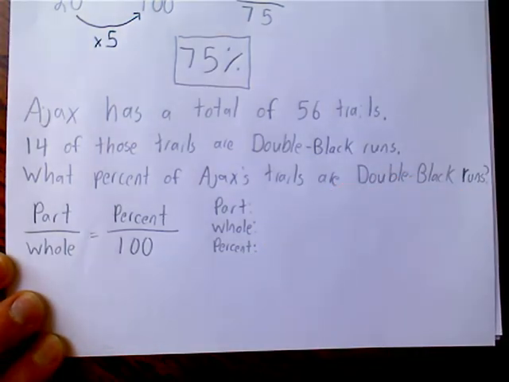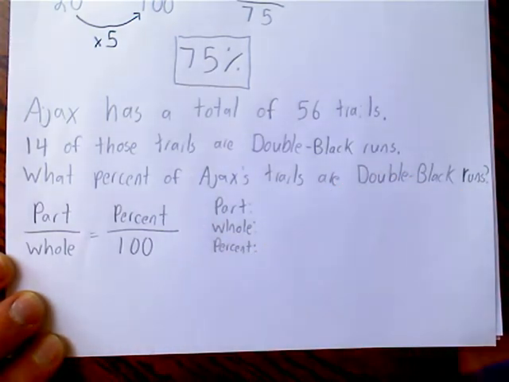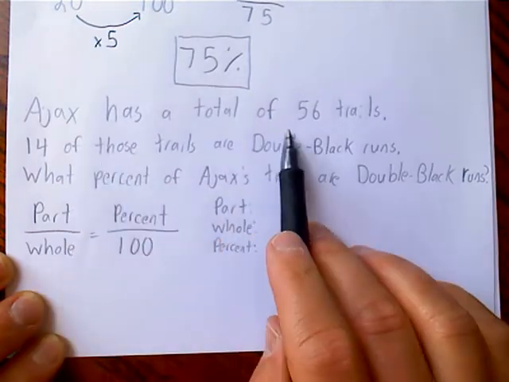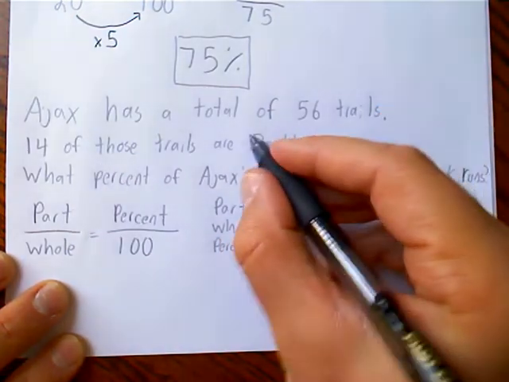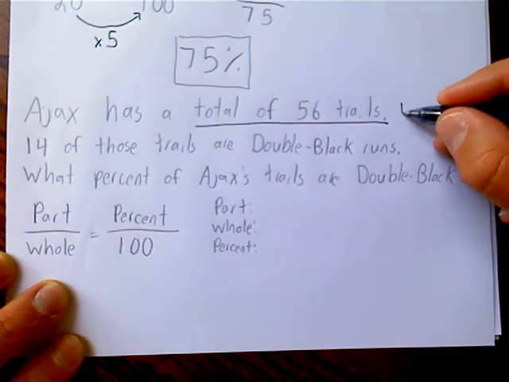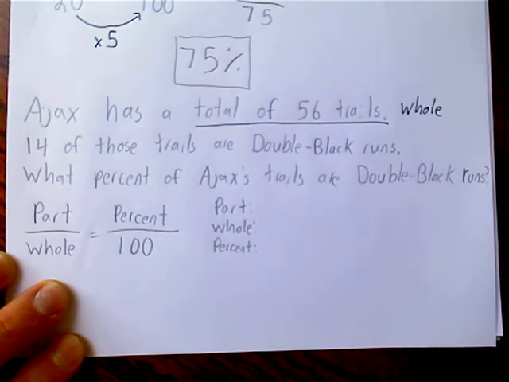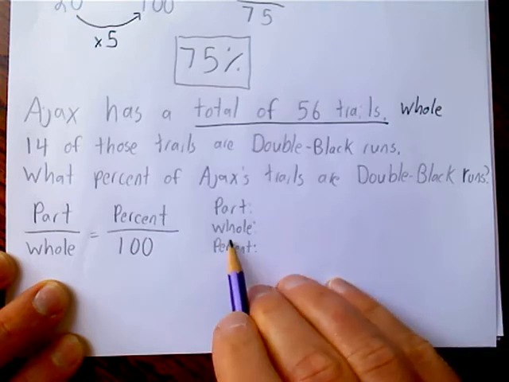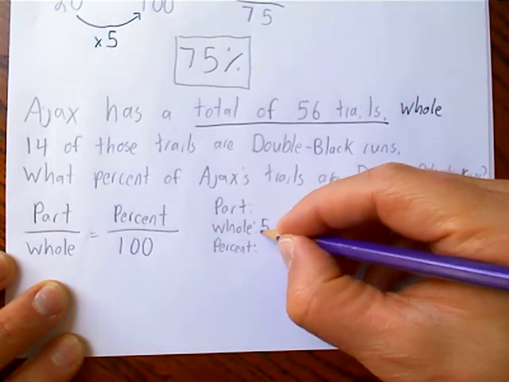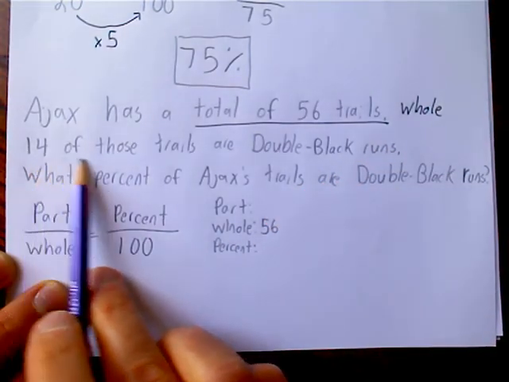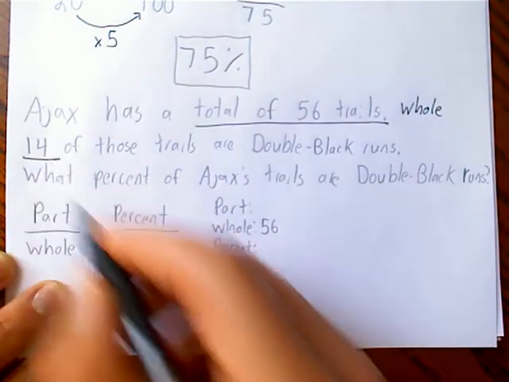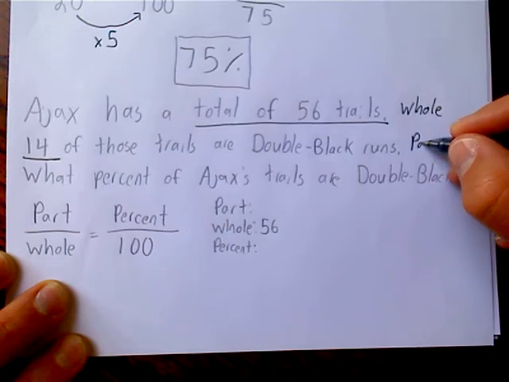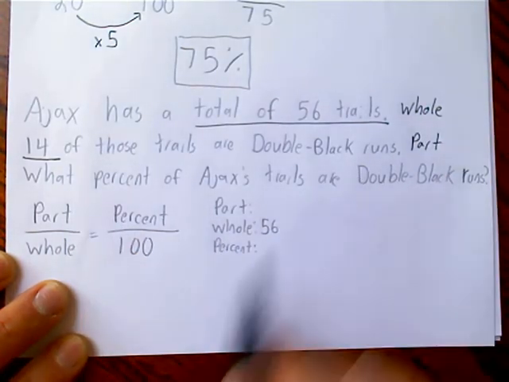actually are. To figure this out, we got to go back to the problem. Ajax has a total of 56 trails. Awesome. There is our whole. So I'm going to write that in my whole place. Keep track of all this stuff. 56. 14 of those trails are double black runs. So 14 is the part for this problem.